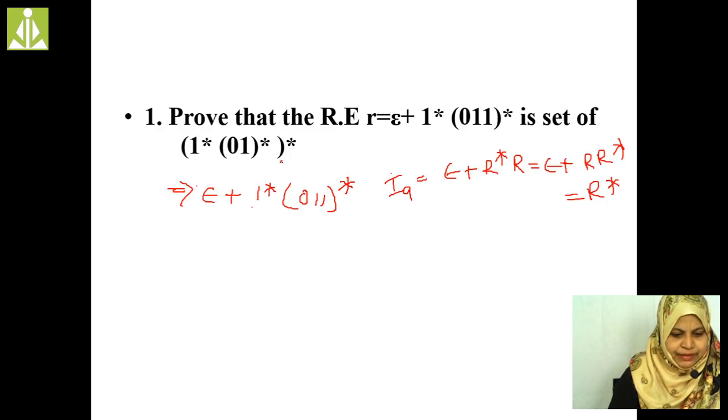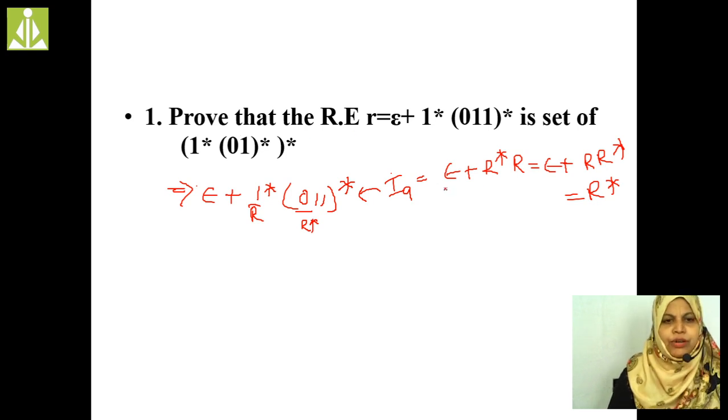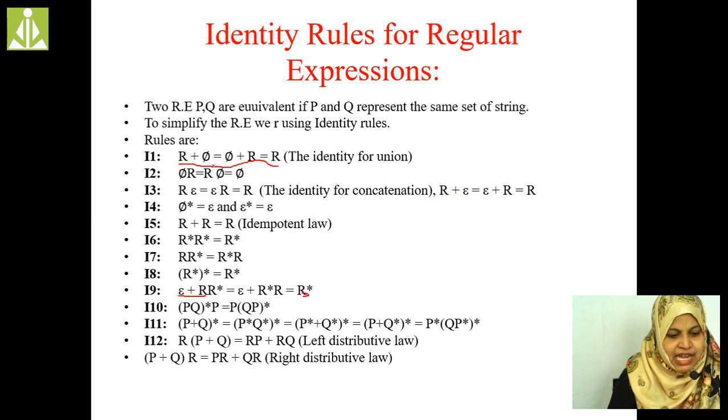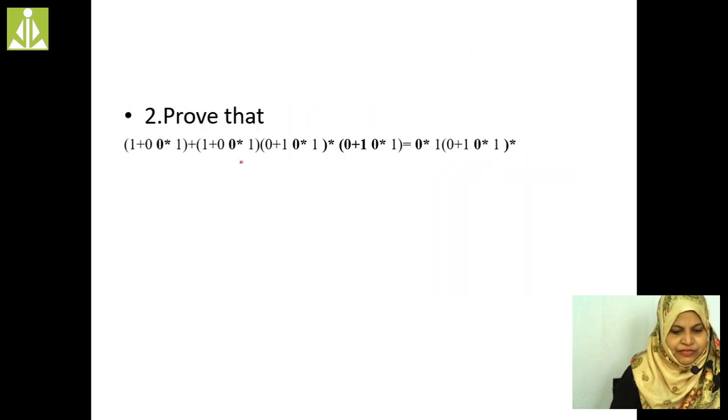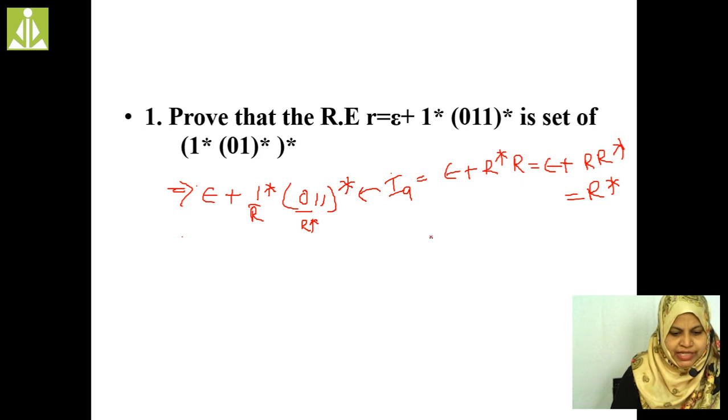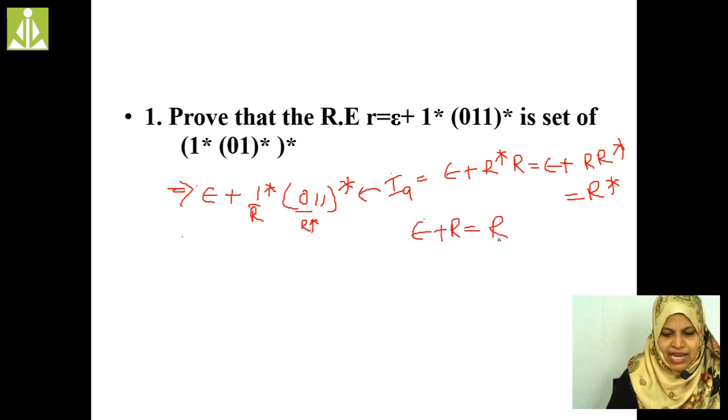By seeing this I9, is it possible to apply the I9 rule here? No. Why? Because if I take this as R, is it R star? No. So we can't apply this I9 rule. Or else, is it possible to apply the I1 rule here? R plus phi equals 0 plus R equals R. Yes. For example, epsilon plus R equals R.